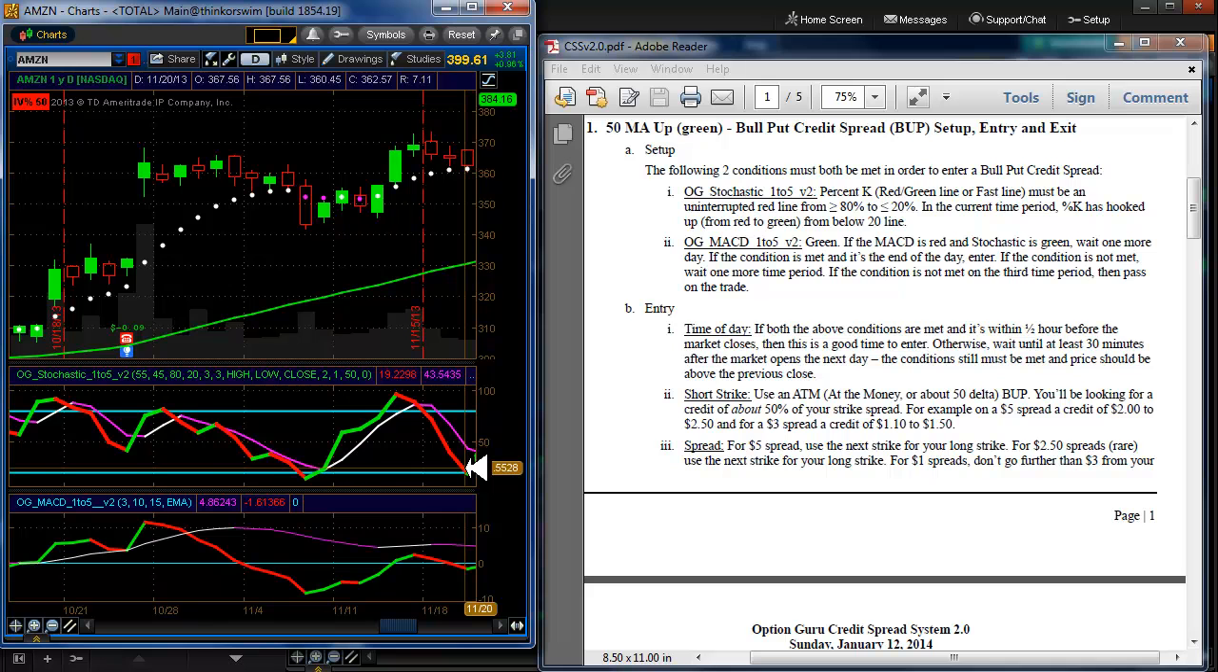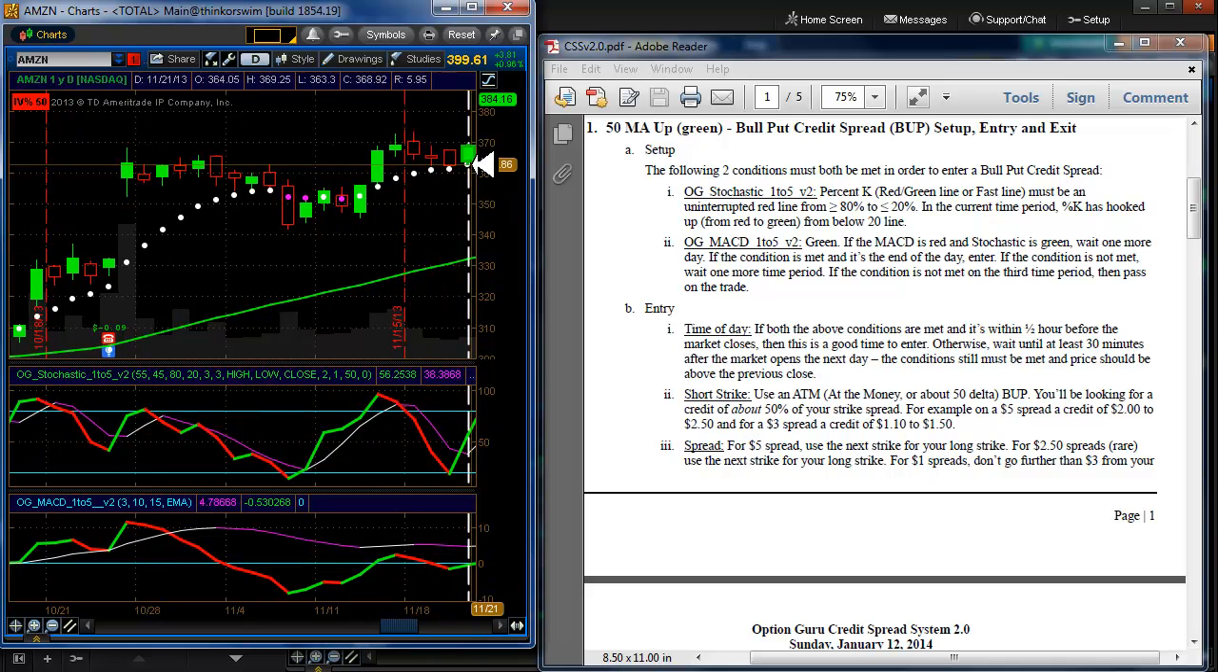Now, it's not necessary to make that a hard and fast rule. I have taken trades when it gets below 30, if it's a very strong moving stock and it's maybe not going to give me another opportunity to get in and I want to get in on it. I might take a little bit of a chance there, but normally I would not, and that's not what the rules say. But it qualifies here. We have a solid red line down on the stochastic.